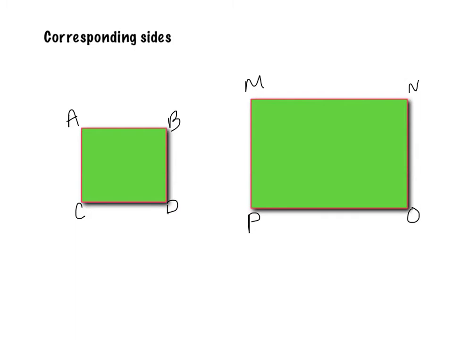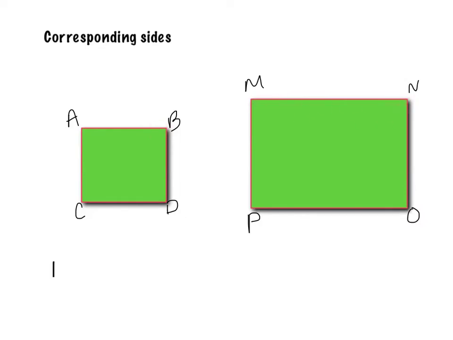Similar figures also have corresponding sides. And the corresponding sides, even though they have different lengths, will increase or decrease all by the same ratio. And we'll talk about that further on the next slide. So first, let's try to identify the similar sides. You can use the corresponding angles to help you. So we know that A and M are corresponding and B and N are corresponding. So we also know that the distance between the two is our corresponding sides.